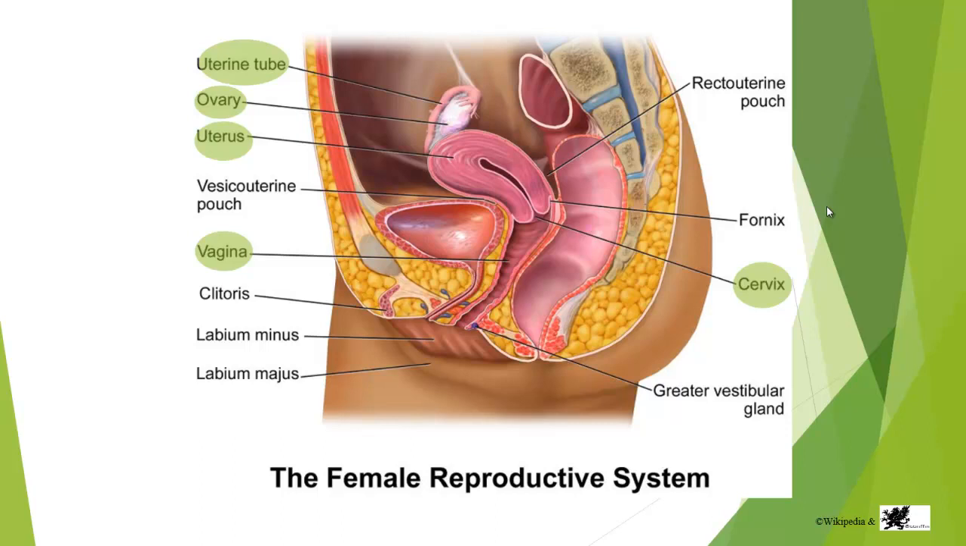Let's look at some of the external reproductive organs. Labia majora, which simply refers to large lips. They enclose and protect other external reproductive organs. During puberty, hair growth occurs on the skin of the labia, which will also contain sweat and oil secreting glands.